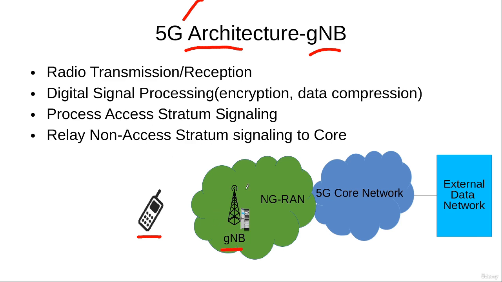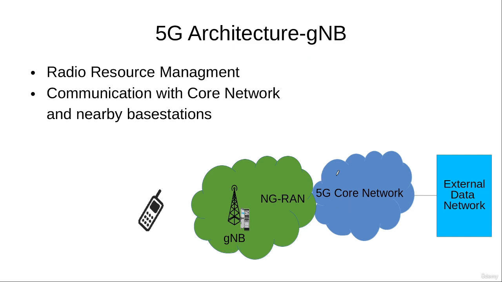this access stratum signaling is processed by the gNB. The other type of signaling is non-access stratum signaling. Non-access stratum signaling is that signaling that is going on between the user equipment and the core network. So the gNB does not process this non-access stratum signaling. Rather, it relays this non-access stratum signaling that it is receiving from the user equipment to the core network.